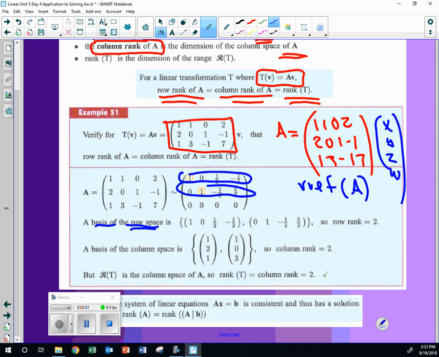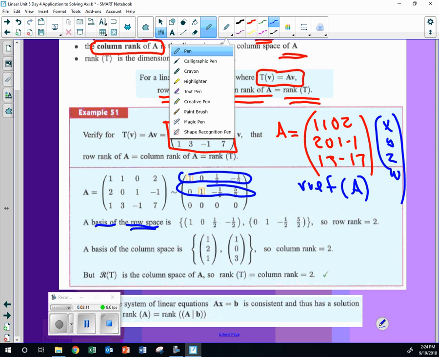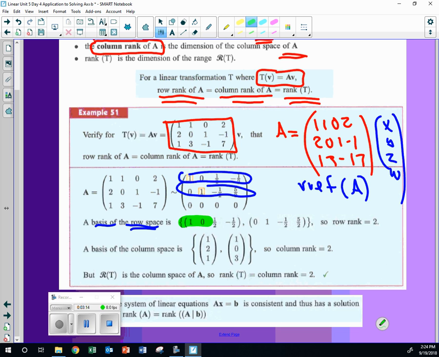1, 0, 1 half, negative 1. It's the row that has a leading 1 to it. This is all 0, so that doesn't work. And how many of these are there? 2. So we would say that there is a row rank of 2. Now the column rank of that would be, this is the first row, second row, so we would take the first column, second column to get those. So that's the column space. Good review. Basis of the column space here.